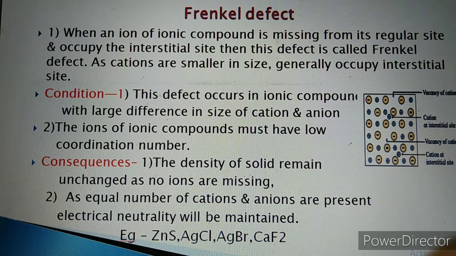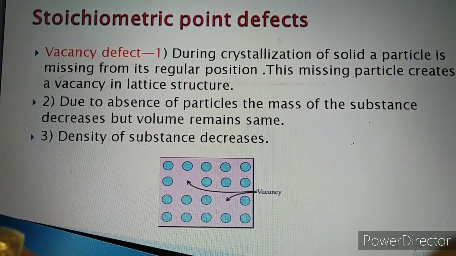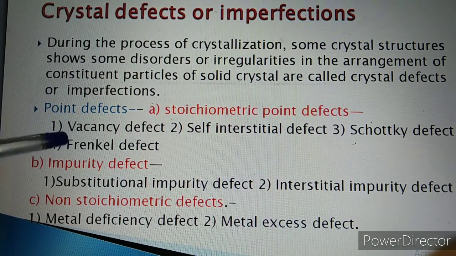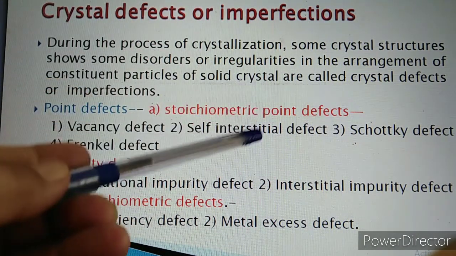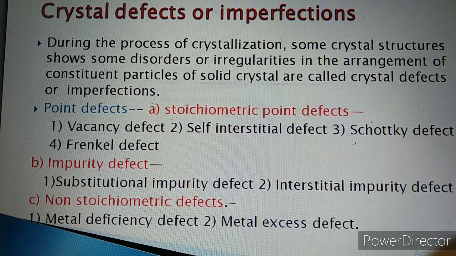So this is the fourth stoichiometric defect. Here we discussed a total of 4 defects under stoichiometric conditions. May I again show the previous video? See, stoichiometric point defects, 4 defects we just discussed: the vacancy defect, self-interstitial defect, Schottky defect, Frenkel defect. That part we just learned.